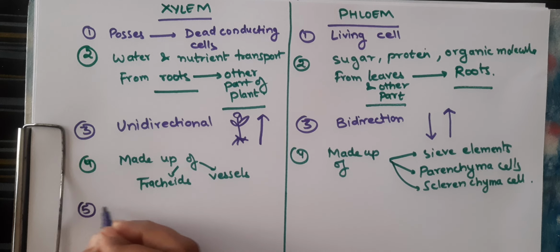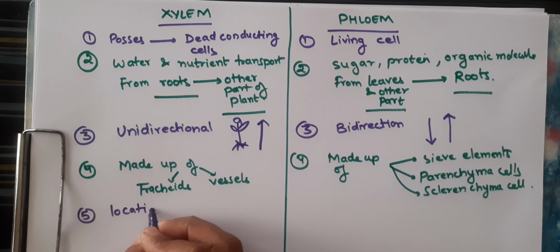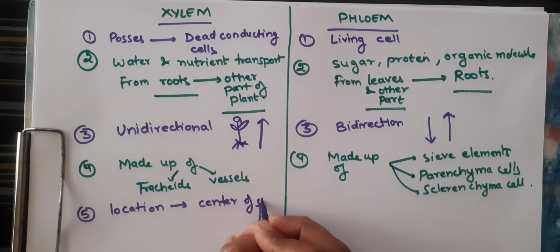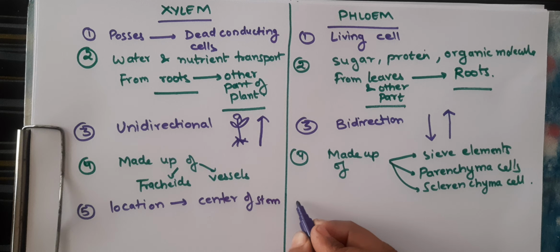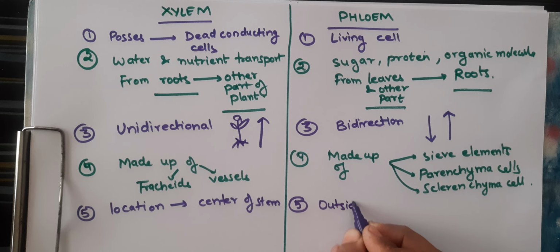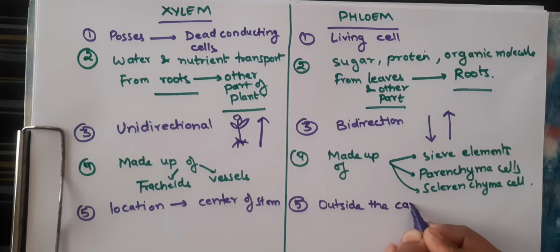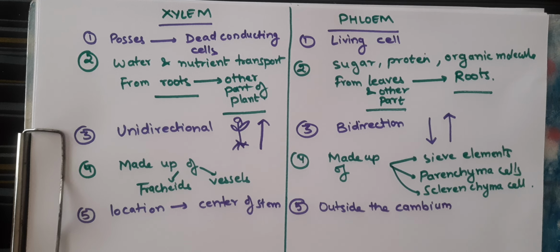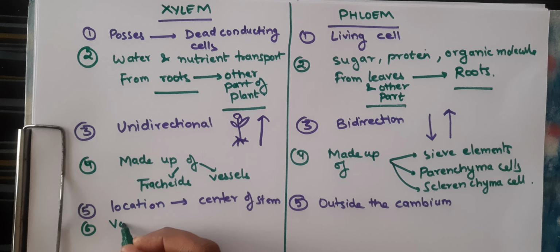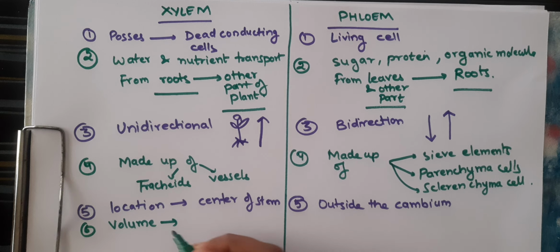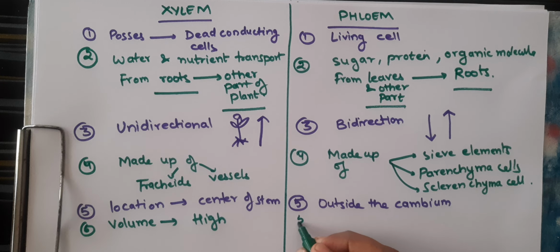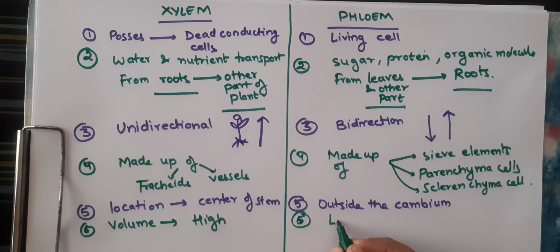The next difference between the two is in terms of location. The xylem is located at the center of the stem, whereas phloem is located outside the cambium. The last difference between the xylem and phloem is in the volume. The total xylem volume is high, whereas the total volume of the phloem is less.